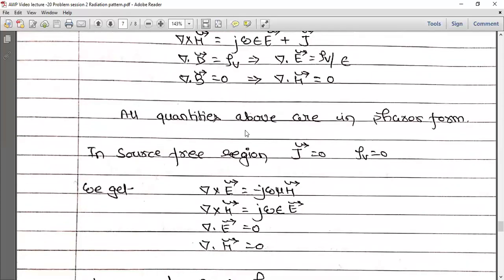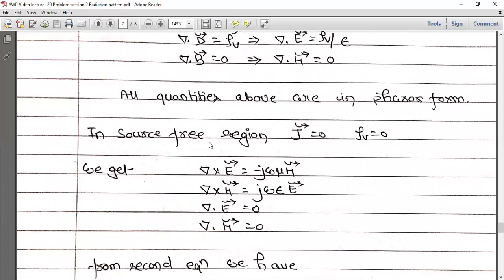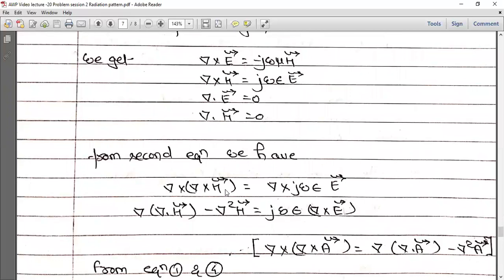So, since the medium is source free, these four equations are satisfied. Now we take the second equation, del cross H equals j omega epsilon E, and find the curl of both sides. Del cross del cross H is a vector identity, which gives del of del dot H minus del square H, where del square is the well-known Laplacian operator.